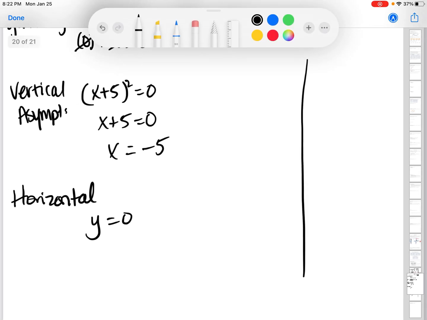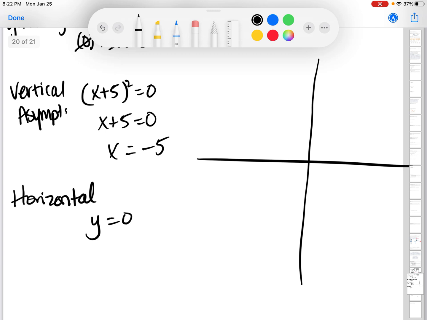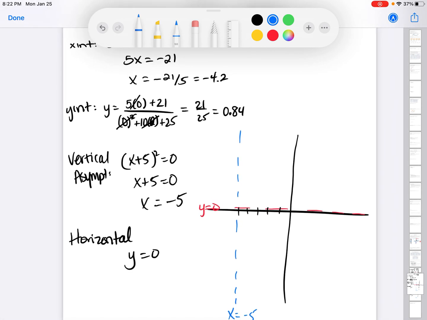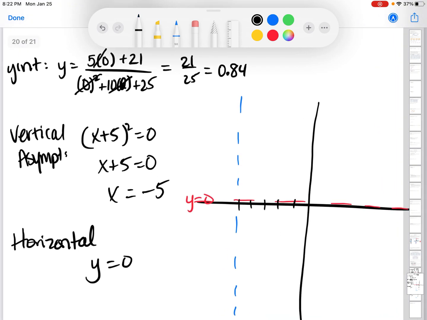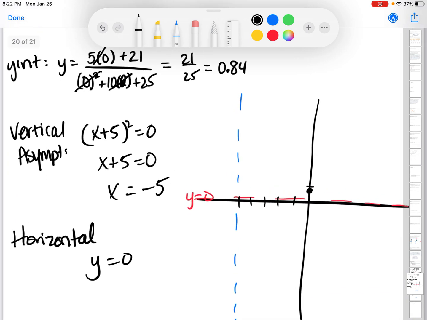All right, so let's make that a little straighter. Oh, it's not much better. So y equals 0 is our horizontal asymptote. We know that our vertical is negative 5: 1, 2, 3, 4, 5. And then let's get those intercepts on there. We have just shy of positive 1, and negative 4.2, 1, 2, 3, 4, somewhere around there.